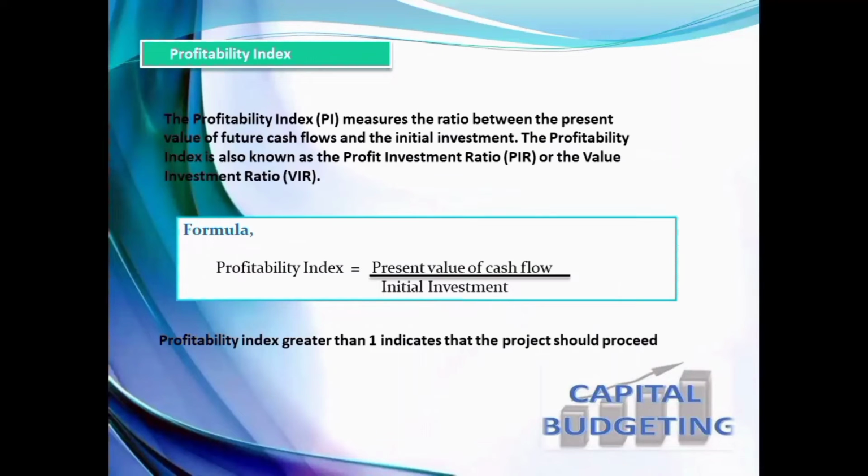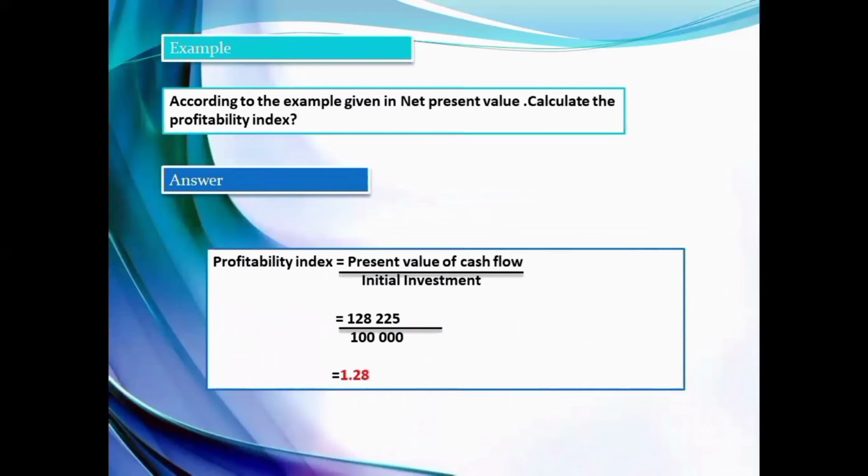Profitability index measures the ratio of the present value of future cash flows. We can calculate profitability index by present value of cash flow divided by initial investment. Profitability index greater than 1 indicates that the project should proceed. According to this example, we can get an idea about profitability index. According to the example given in the net present value, calculate the profitability index.